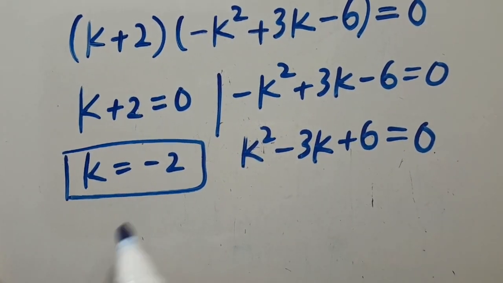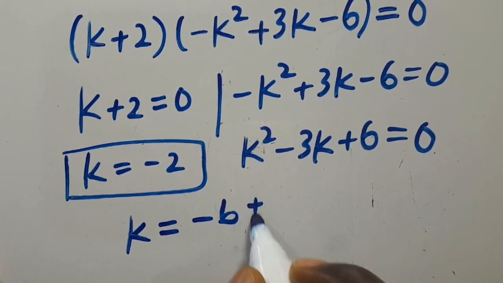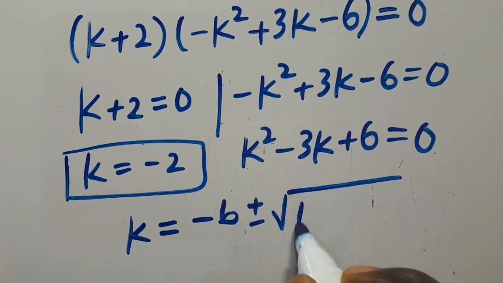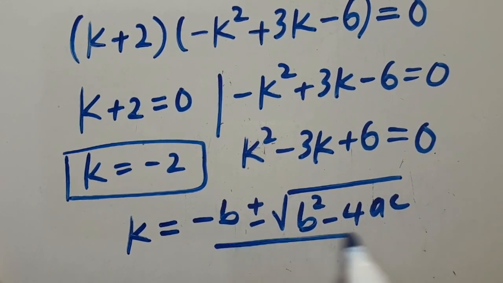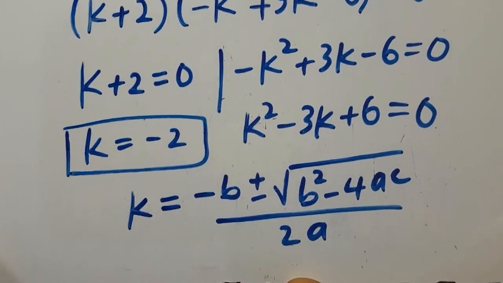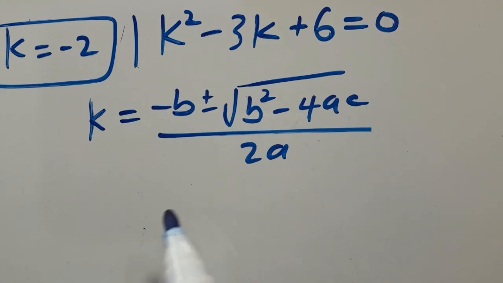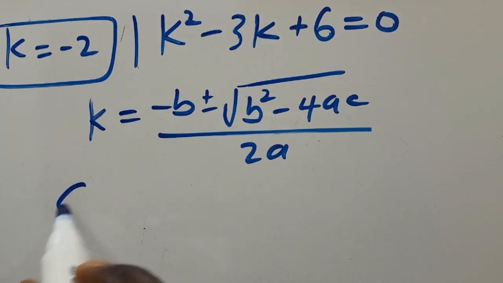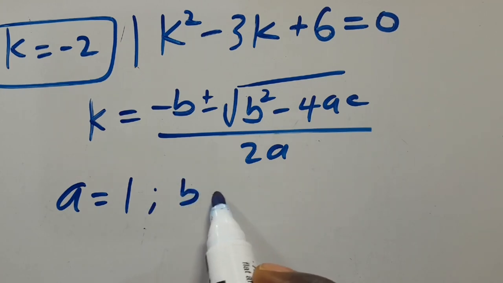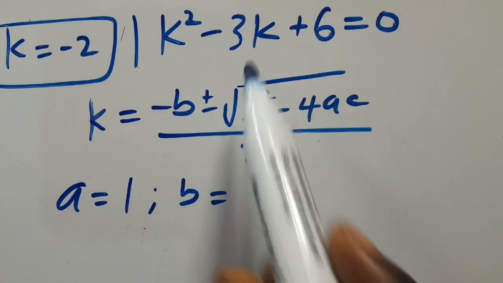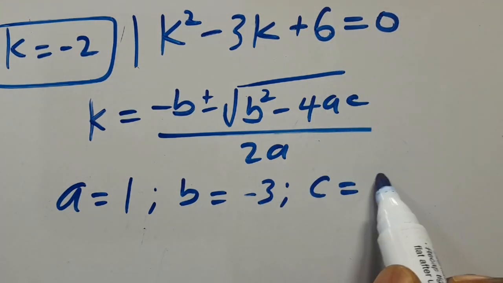Then from here, we can use the quadratic formula as we are going to have k equals minus b, positive or negative, square root of b squared minus 4ac, all divided by 2a. Then from here, our parameter a is the coefficient of k squared, which is 1, while our b is the coefficient of k, which is minus 3, while our c is the constant, which equals 6.